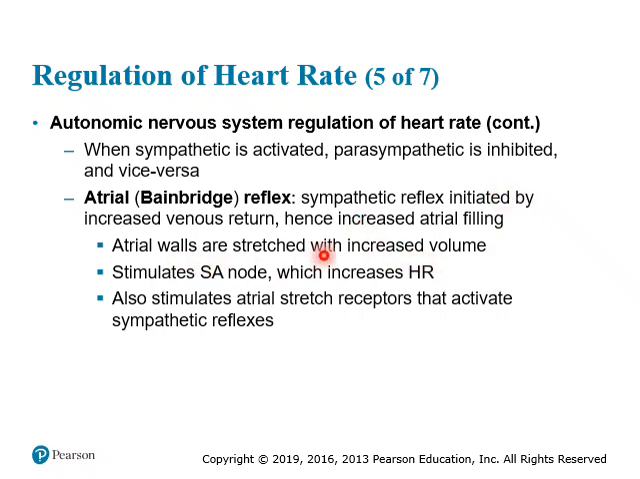The atrial reflex is the sympathetic reflex that is initiated by increased venous return, which would result in increased atrial filling. The atrial walls are stretched with increased volume. It stimulates the SA node, which increases heart rate, and also stimulates atrial stretch receptors that would activate the sympathetic reflexes.